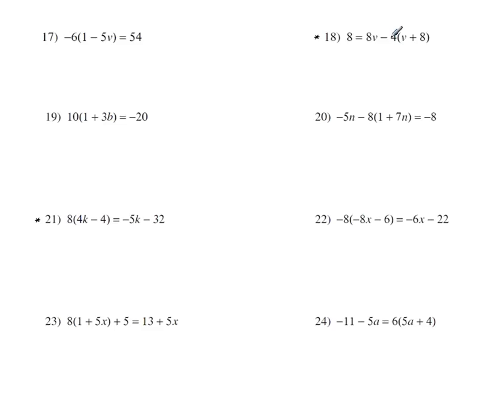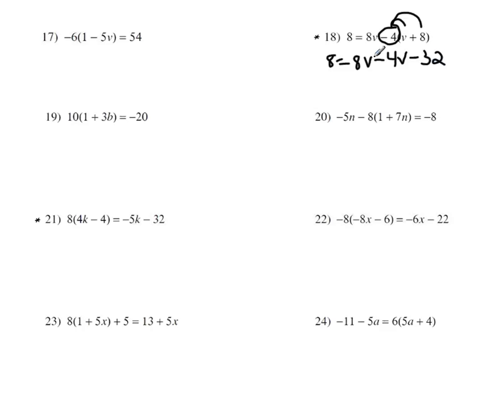In number 18, we have distribution. I know you guys remember distribution. We're going to have to multiply the number that's touching the parentheses by both things inside the parentheses. So we're going to write down the 8v because that's not involved in the distribution. -4 times v is -4v. -4 times +8 is -32.